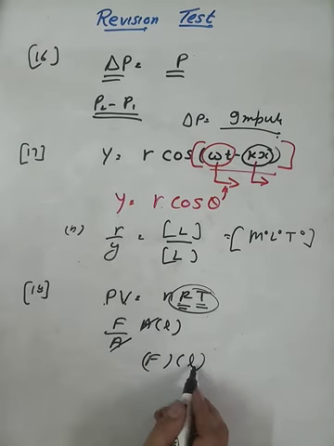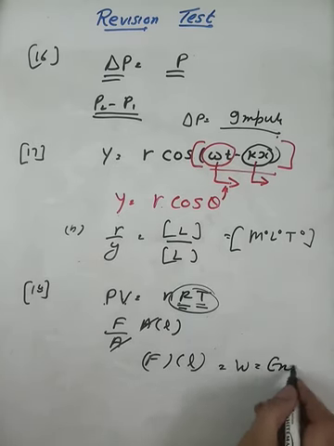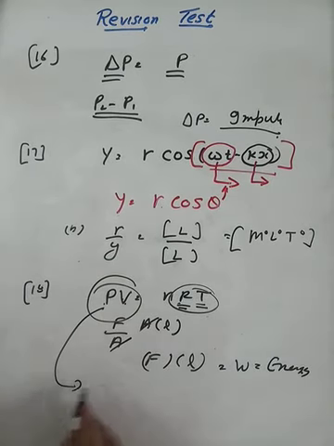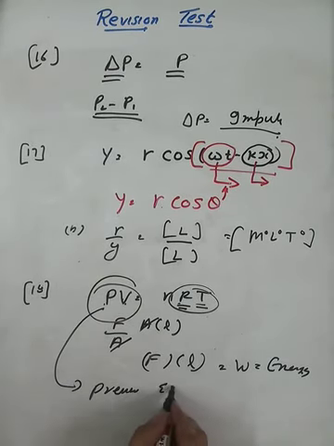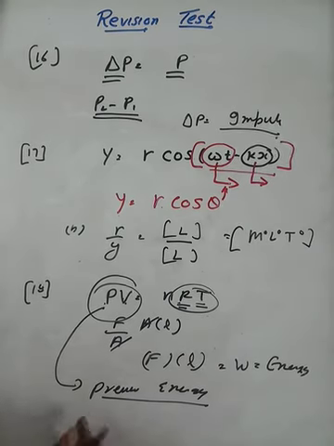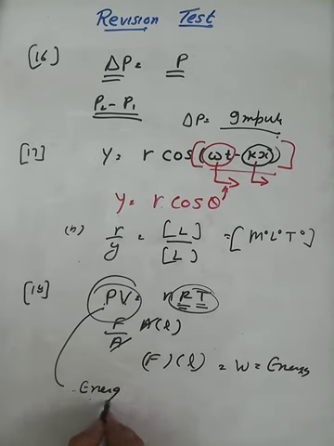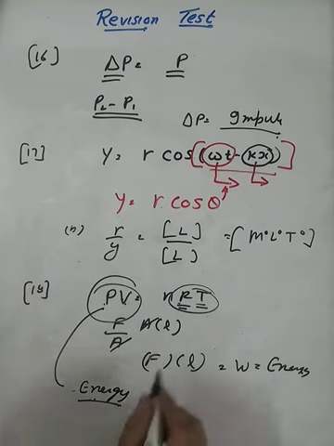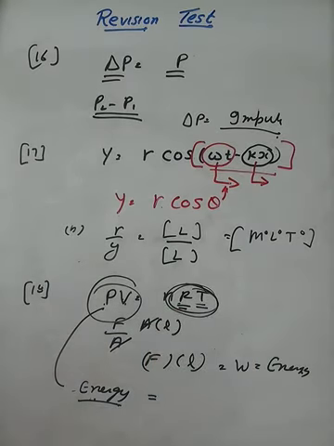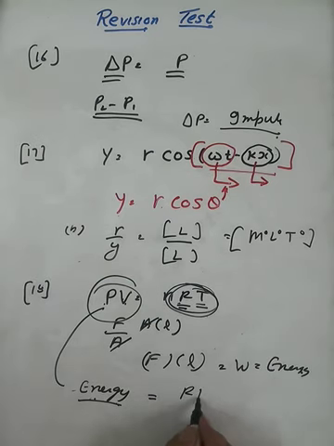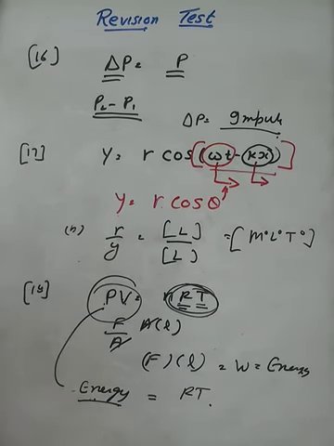What is force into distance? Force into distance is work done or energy. This P into V we call pressure energy, but basically its dimension is that of energy. And if the left hand side is energy then the right hand side must also have the same dimension as that of energy. Therefore RT has the dimension of energy. This is question number 18. I think it is very easy. Question number 19.